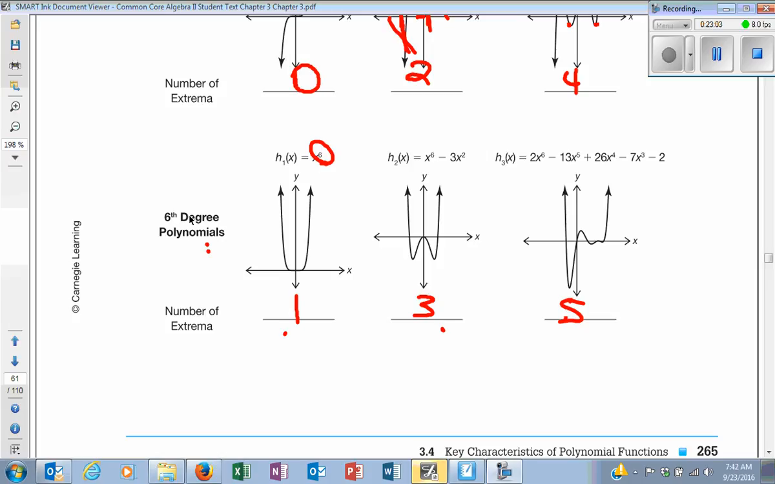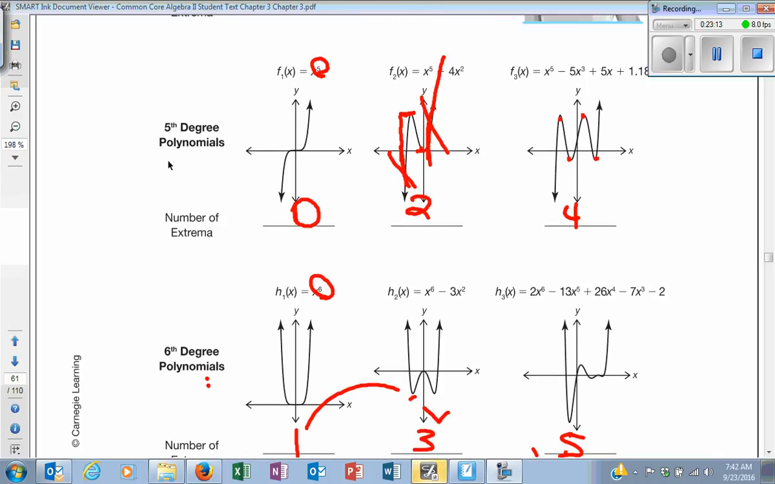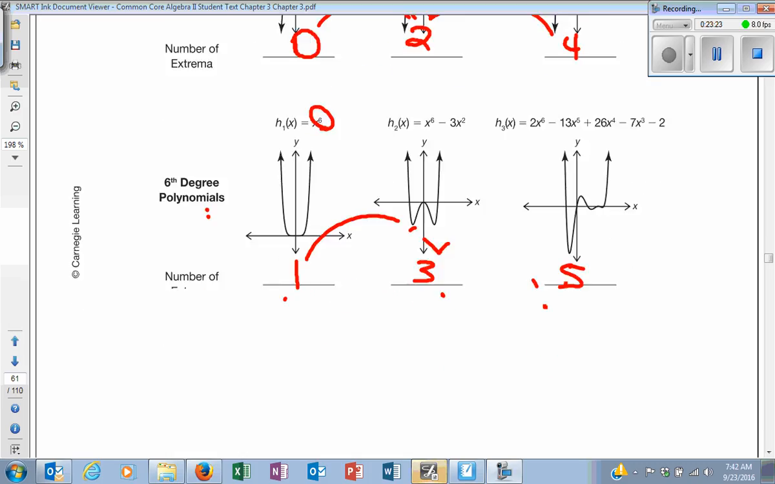What is 6 minus 1? And then didn't you go minus 2 to figure out all the possibles? Let's look right here. What's 5 minus 1? 4. Minus 2 to get all the possible extrema. Are you with me? All right, let's use that then.